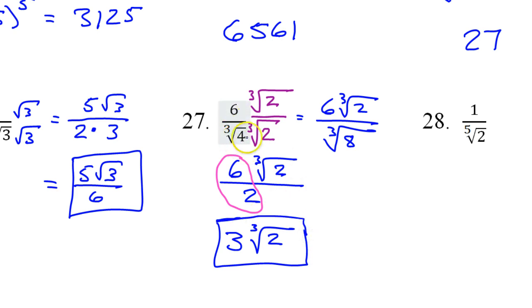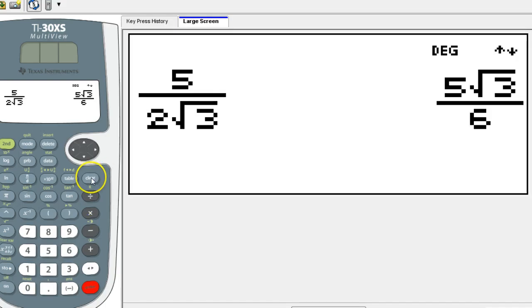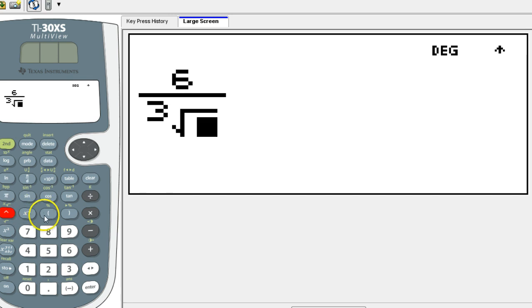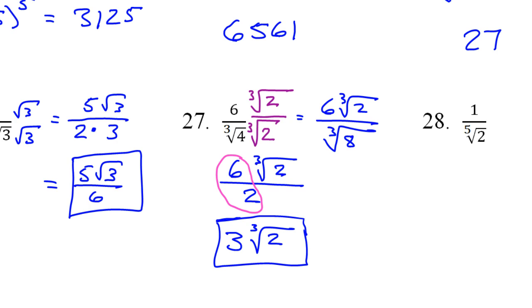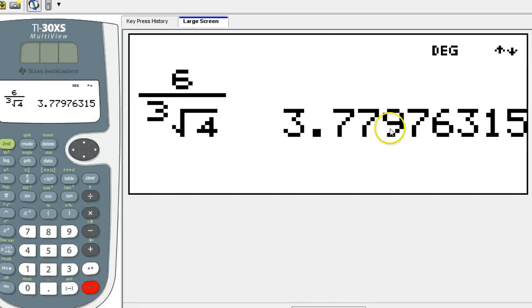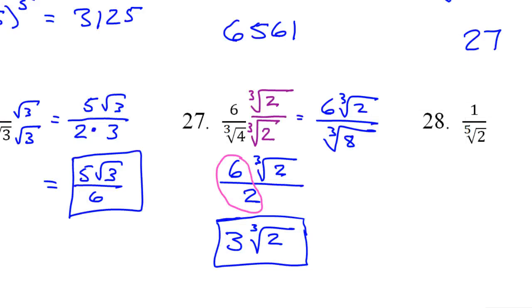And your calculator will not simplify cube roots for you. If I type this into my calculator, 6 over, and we learned that if I want the cube root, you type 3 first and do second caret, and what was it? I already forgot. Cube root 4. But your calculator is just going to give you a decimal, and you can't just write down the decimal. We want an exact answer like this. So you're going to have to be able to do it by hand.